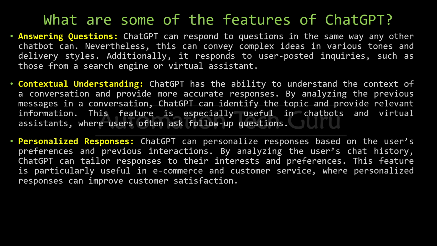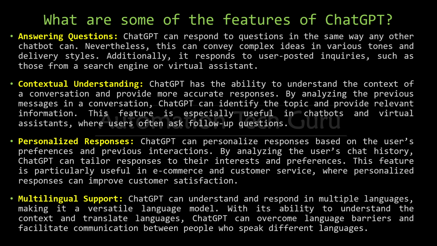Personalized responses. ChatGPT can personalize responses based on the user's preferences and previous interactions by analyzing the user's chat history. ChatGPT can tailor a response to their interests and preferences. This feature is particularly useful in e-commerce and customer service, where personalized responses can improve customer satisfaction.